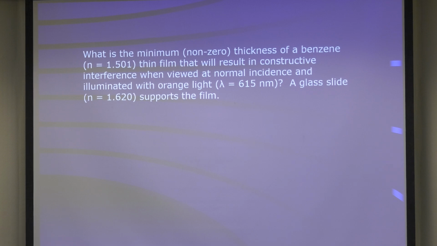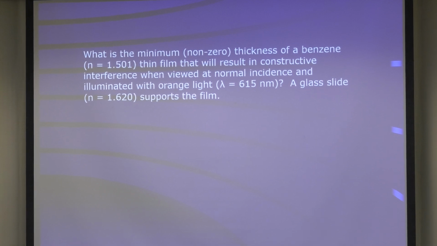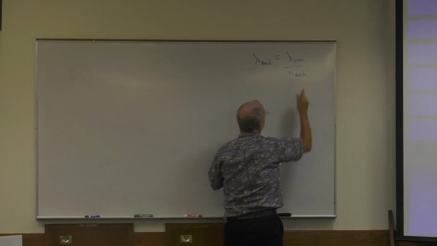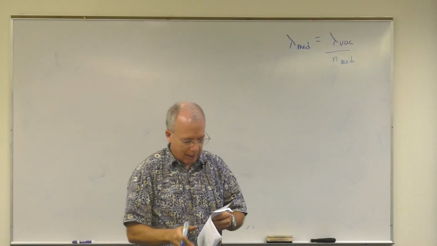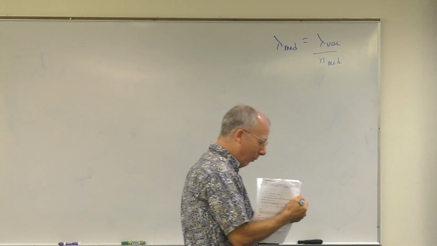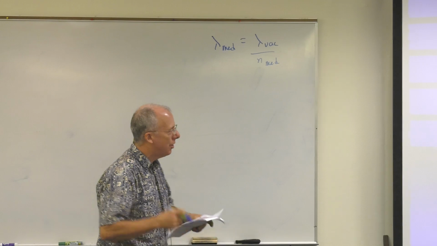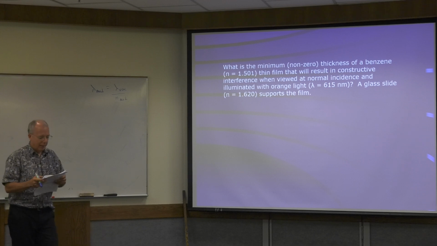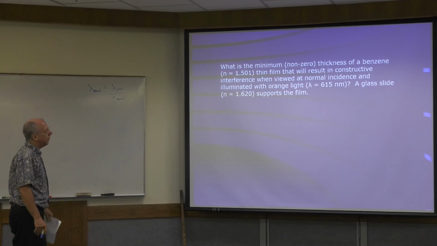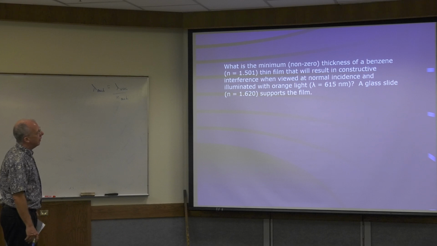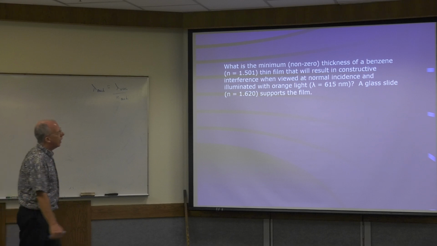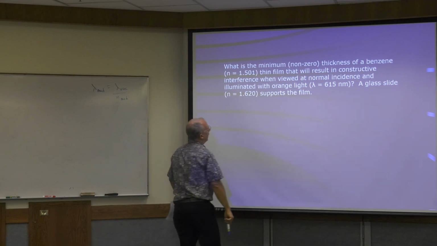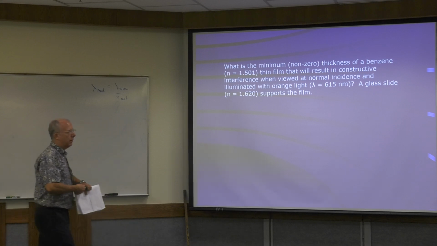All right, let's see, hold on a second. Let's assume that you actually worked on this problem like I asked you to, and now we're just going to do it together to make sure you can do it right. So what's the minimum thickness of benzene that results in constructive interference? See how they always say it when viewed at normal incidence? We ignored that with our picture. A glass slide supports the film.